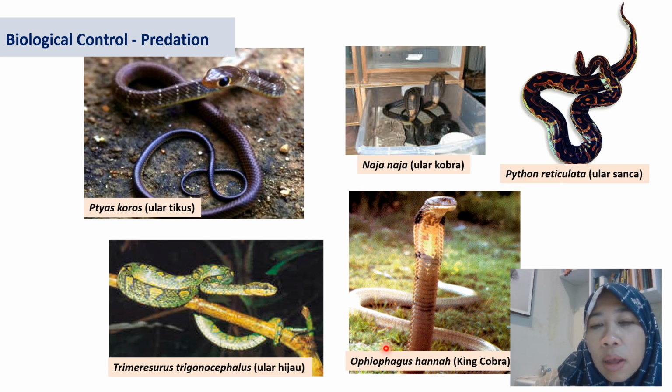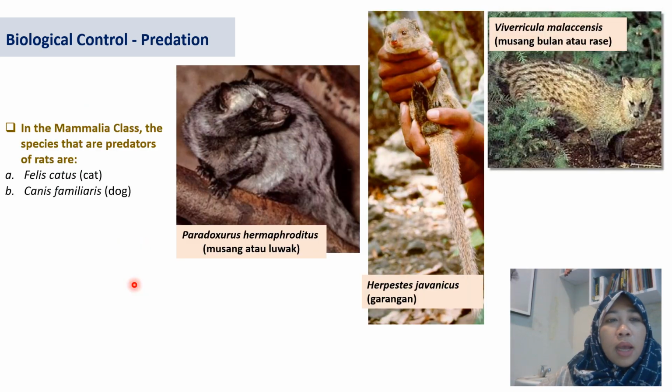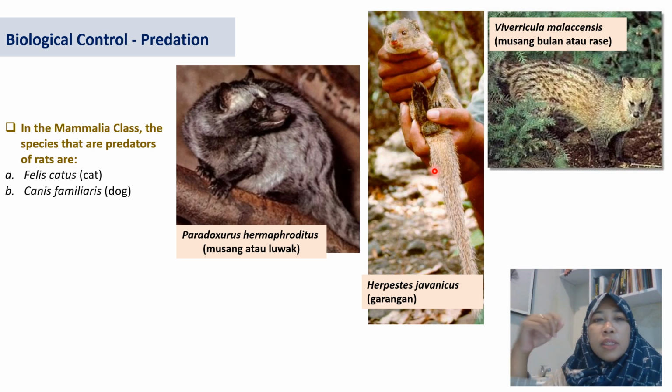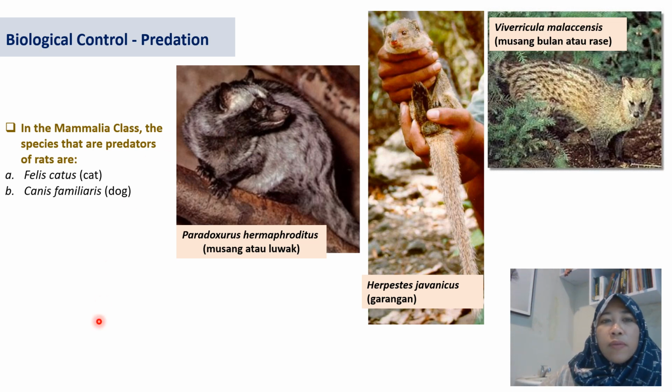I'm afraid of that snake. And then the other mammals that can be used as predators, but it's not applicable either. We can find this musang or luwak, Paradoxurus, Herpestes, garangan, Viverricula. Actually, their habitat is in the forest. So this is the biological agent of rat in the forest. It's different in the field.